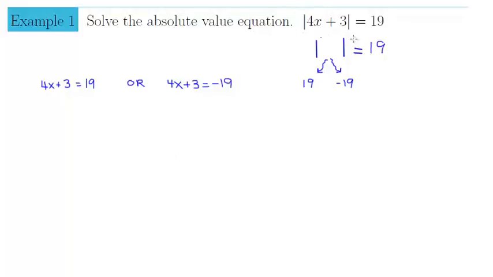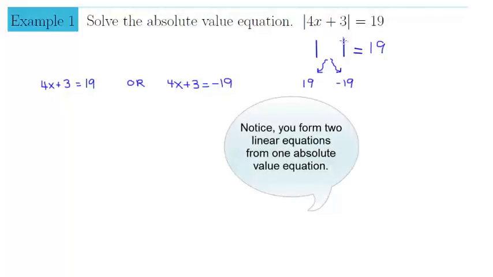Notice, our absolute value equation here has an absolute value. However, to solve it, what we did was we dissected it by taking a look at the expression within, 4x plus 3, and realizing that it could actually be one of two numbers. So we wrote two linear equations from one absolute value equation. All right, so let's continue to solve each side.